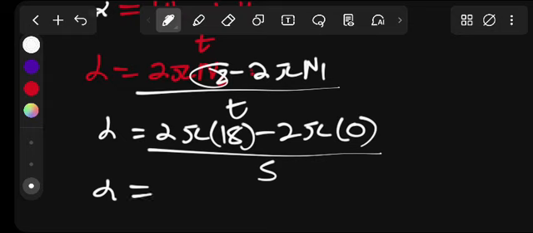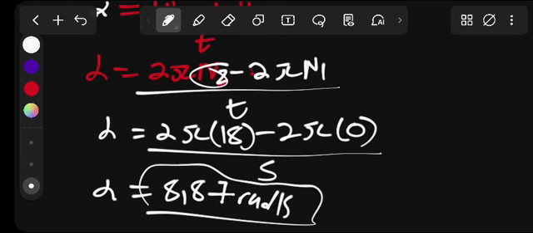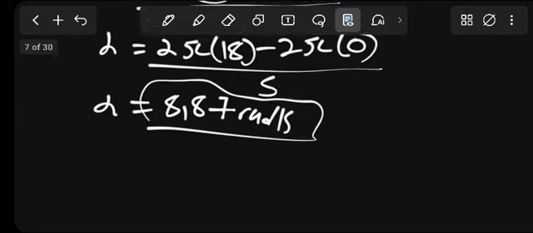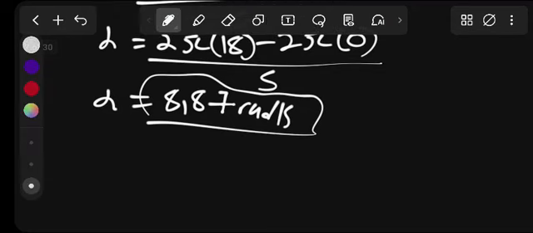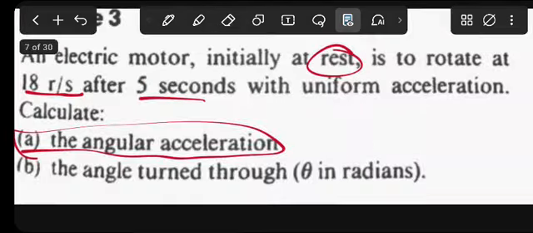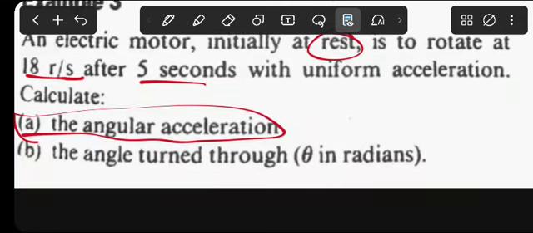So since this was an average thing, this will be what? 8.87 rads per second squared. Since this is an angular acceleration, for part B we should determine the angle turned through, theta, in radians.